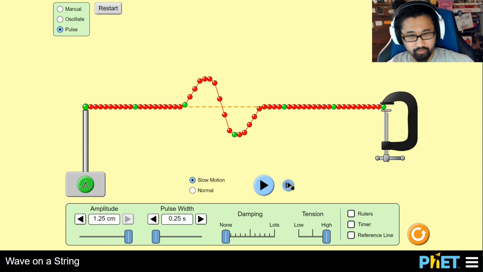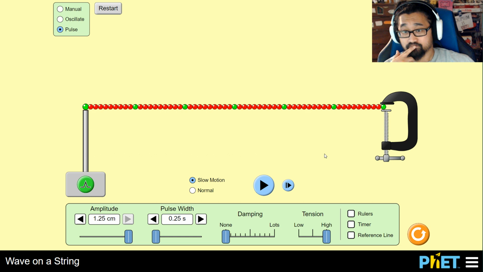What's even more interesting is that when they overlap, there actually comes a point where you don't see anything. They interfere so much with each other that they disappear temporarily. They'll be back.